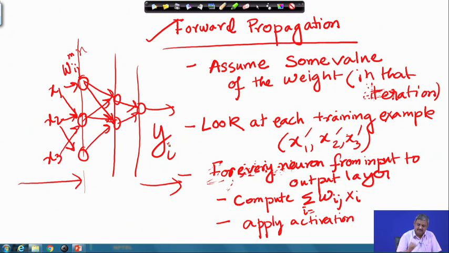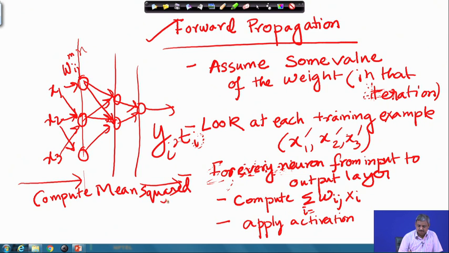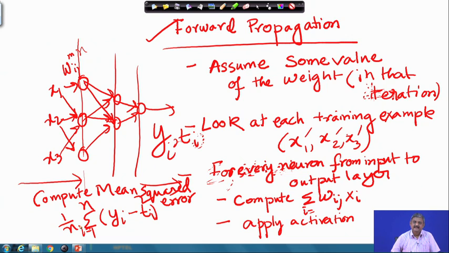Now, this output value you get may not match the desired output. Let me call the desired output the target output Ti. So this forward propagation may not match. Now, you compute the error, the mean squared error. It is very simple: you have computed yi, the actual output by forward propagation, subtract it from Ti, take the square, add up over all the training examples, and take the average. That is the mean squared error. So, forward propagation will find out this mean squared error.